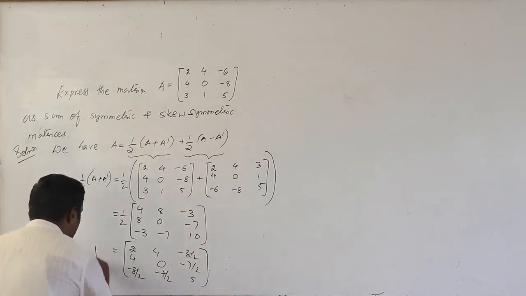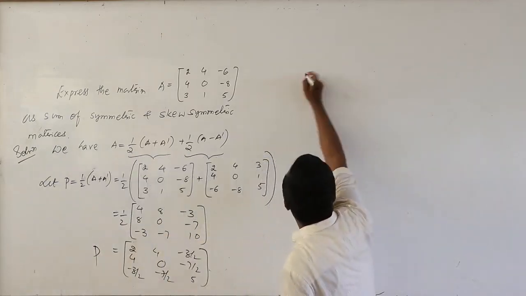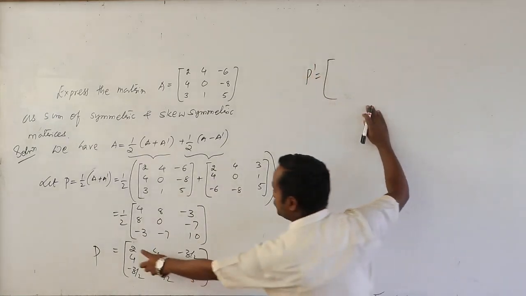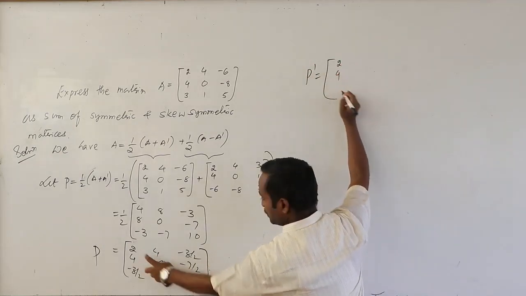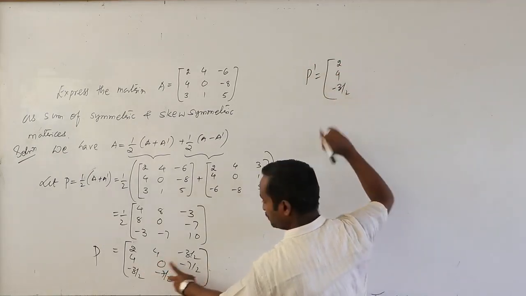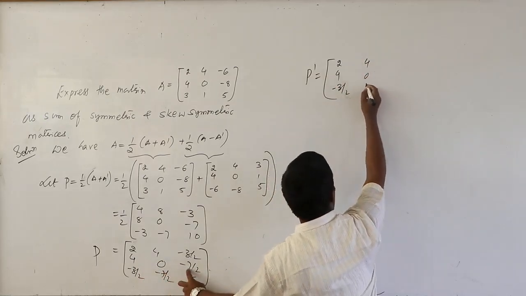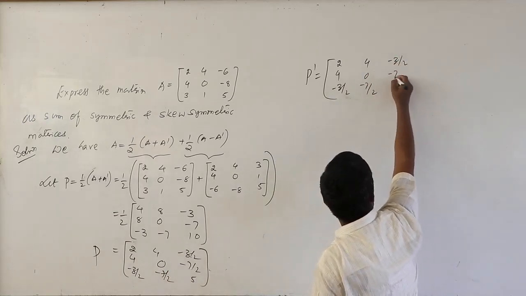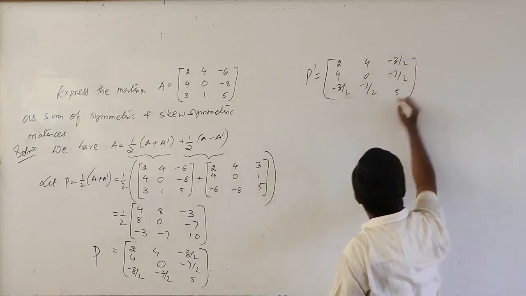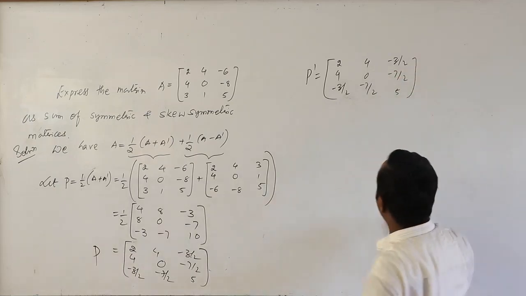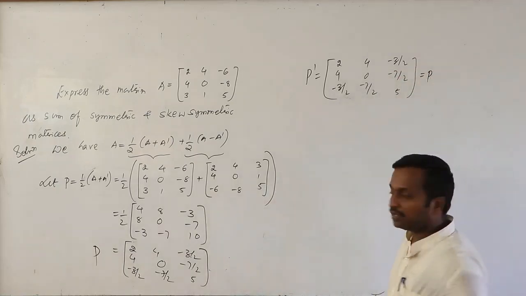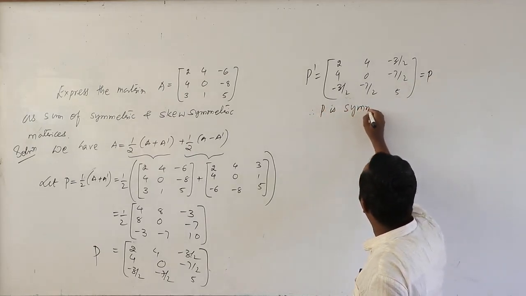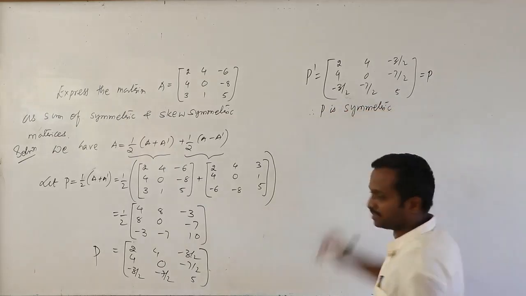I can write this as P. P dash is equal to what? Interchanging rows and columns: 2, 4, minus 3 by 2; 4, 0, minus 7 by 2; minus 3 by 2, minus 7 by 2, 5. Observe, this is the same matrix. We got the same as we had. P dash equals P. Therefore, P is a symmetric matrix.